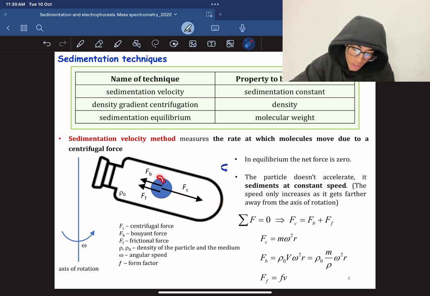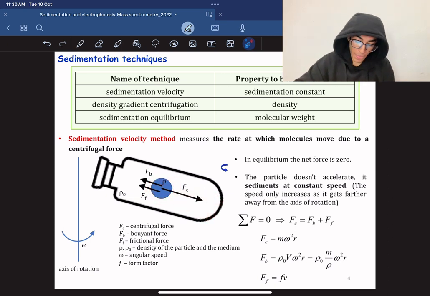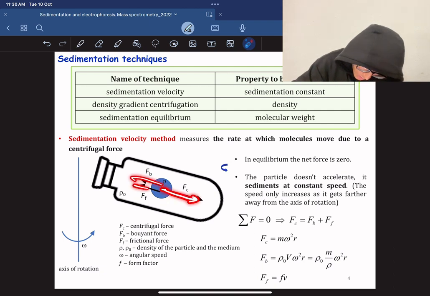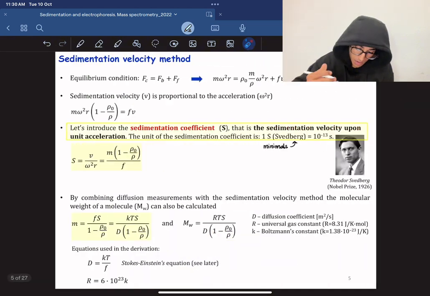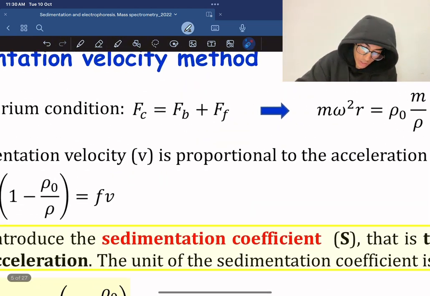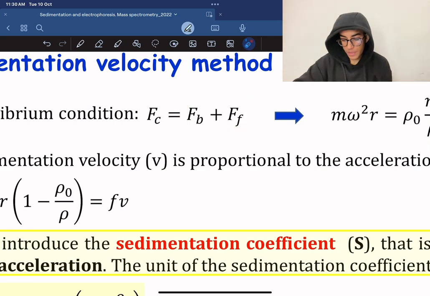Maybe one molecule, a fatter molecule, comes down slower, but a smaller molecule may come down really fast. So that's what you're measuring. What do we want? We want equilibrium. We want that at one point, these forces add up to zero. So that's what we do here. We assume that FC is equal to FB plus FF.